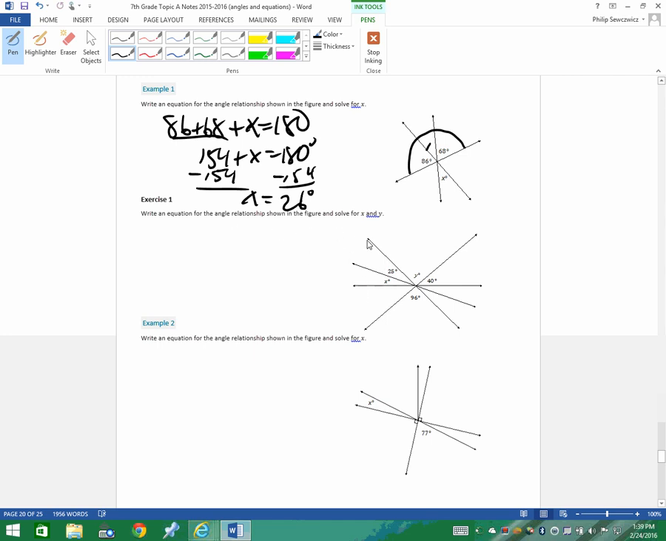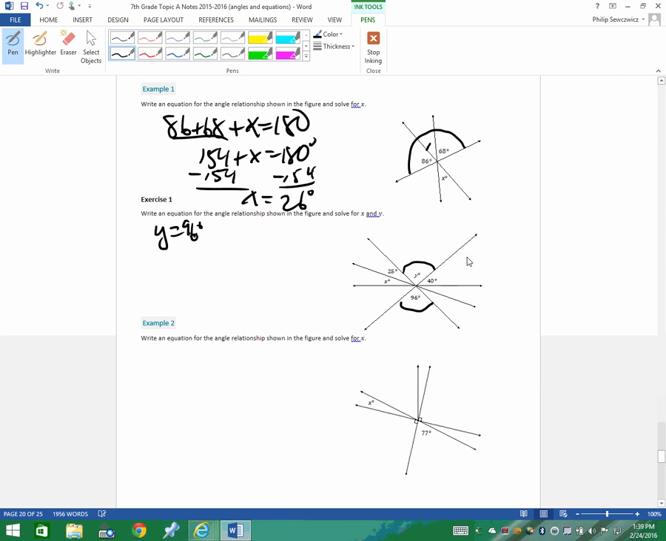Write an equation to solve for both x and y. One of the issues here is if I go supplementary, then I've got both my variables in there, and I don't like that. What I do notice, though, is I'm done with y. Look at that right there. Did you get y? 96 degrees. Vertical angles right there.